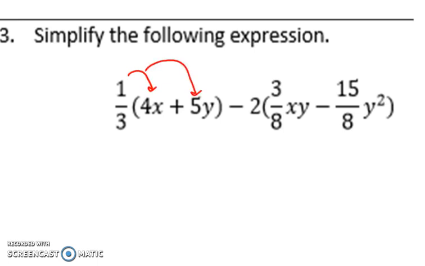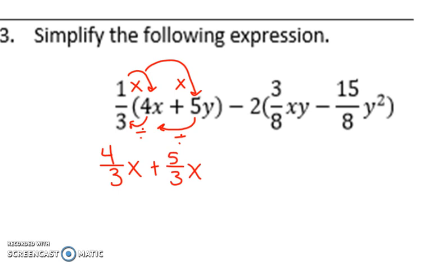Now, remember, when you're multiplying fractions times a whole number, you multiply the numerator times my coefficient, and then to the bottom, you divide. So in this case, 1 times 4 is 4. Well, 4 divided by 3, I can't simplify, so I'm going to leave it 4/3 x. 1 times 5 divided by 3. Well, 1 times 5 is 5. 5 can't be divided by 3, so I'm going to leave it 5/3 x.